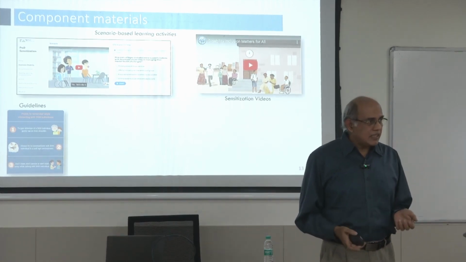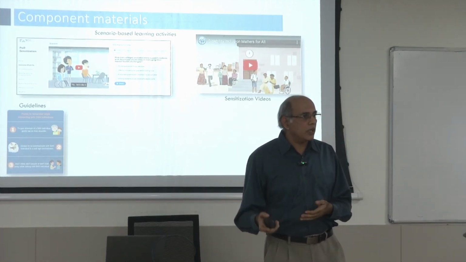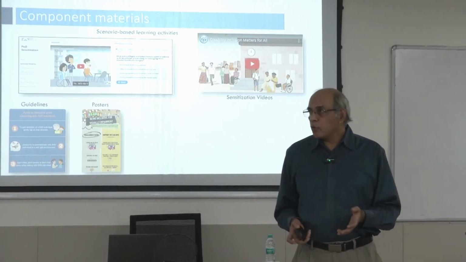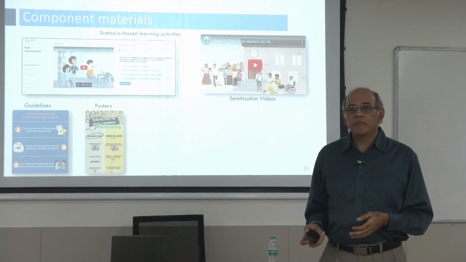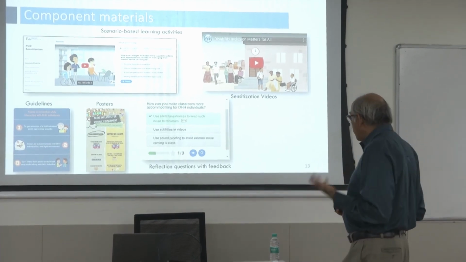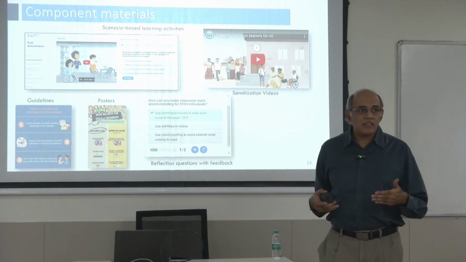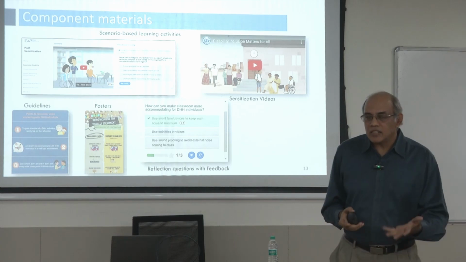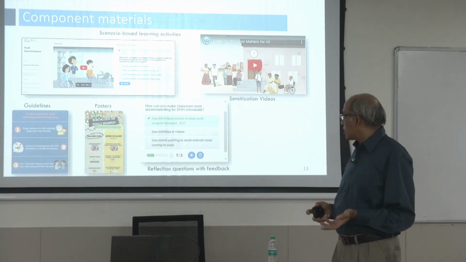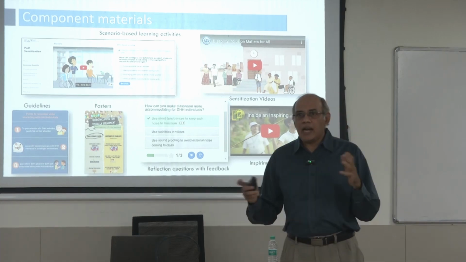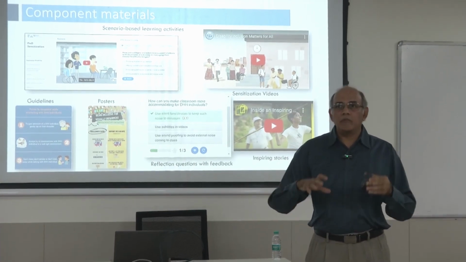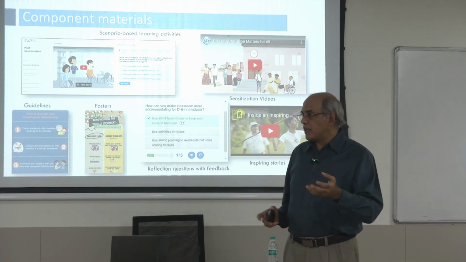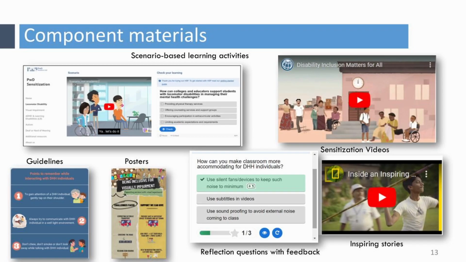Then they created guidelines for instructors, guidelines for students, colleagues. Then there were some posters to create awareness. There were reflection questions with feedback. I mean, after all, it was an instruction systems design course. It was not a create a website course. So there was a lot of instruction design input into that. So formative assessment and so on. And finally, the website had some inspiring stories of people with different types of disabilities talking about their achievements. So this was basically the outline of the website. I'm not going to do a walkthrough, but we can take a look at that later.